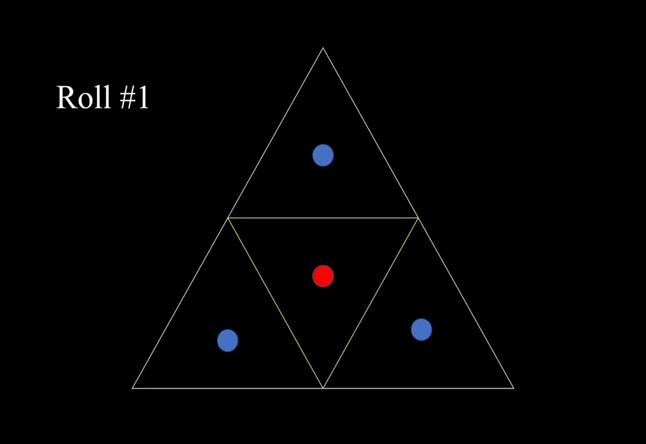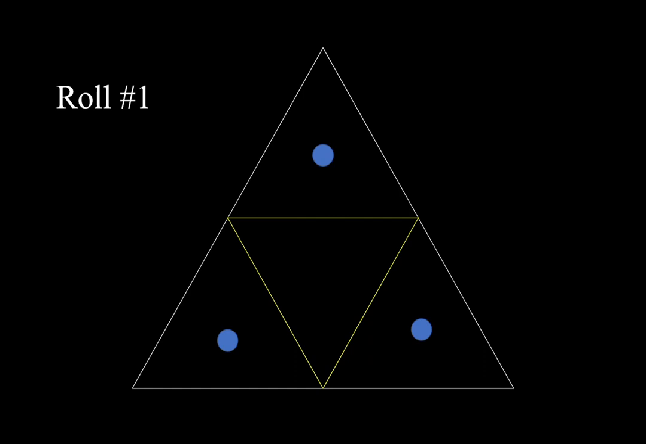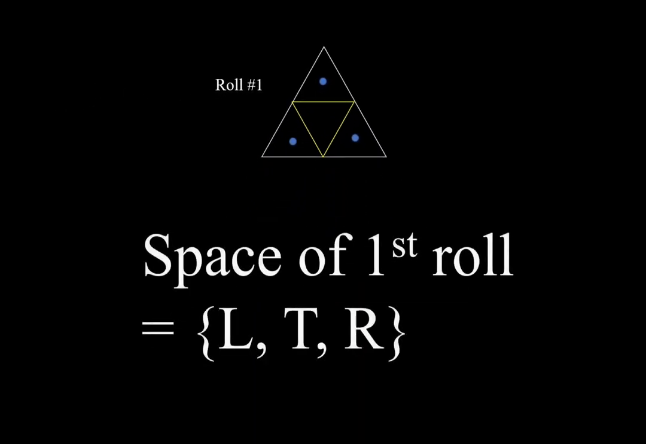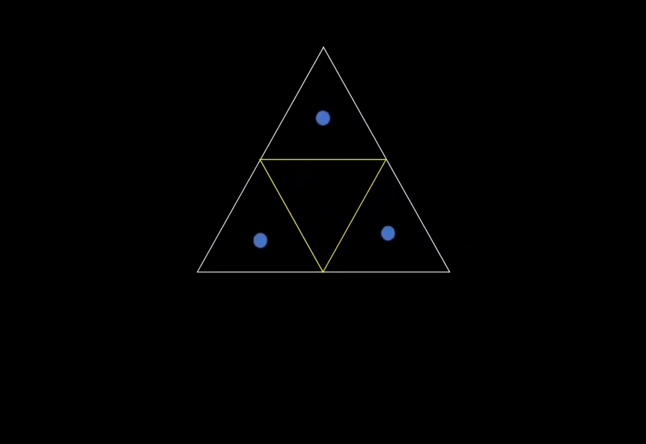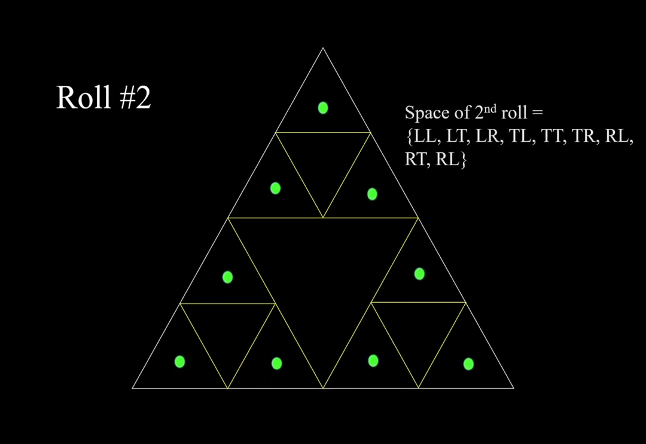However, let's take a look at the central one. Not just that, no matter how many times we roll the dice in future events, as will become apparent, this point will never be able to be reached again. So, we can simply ignore it and remove it from the space. Let's get to row 2. Similarly, here are the possible points. Notice that we are no longer able to reach these 3 points again with further rolls of the dice. So, we will remove them from the space.